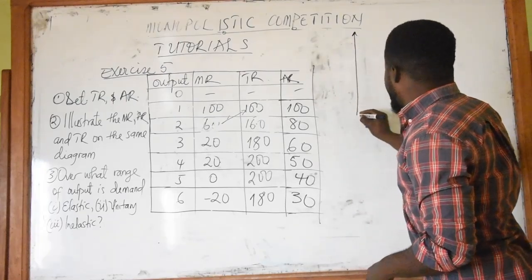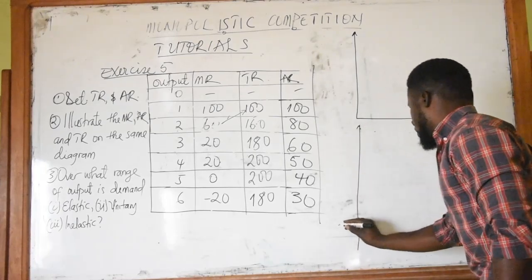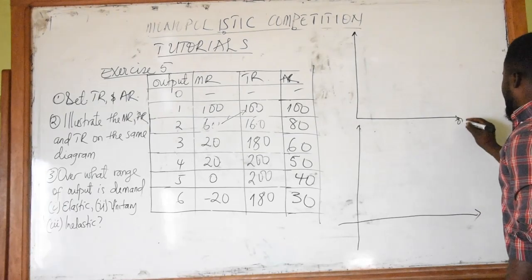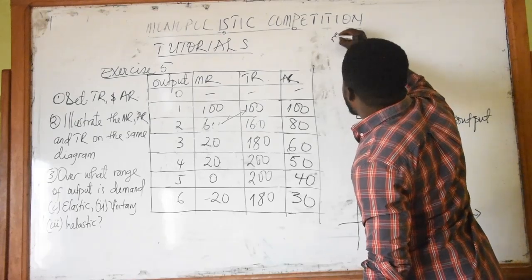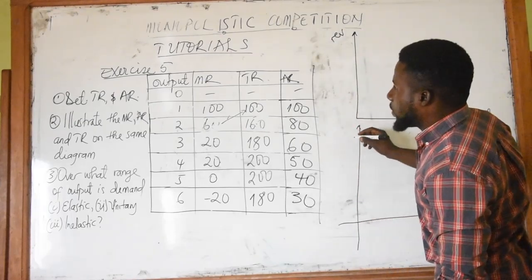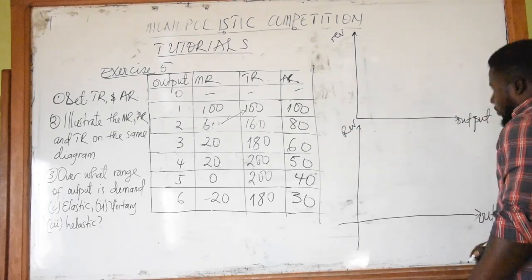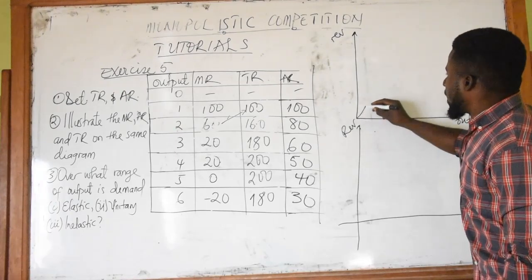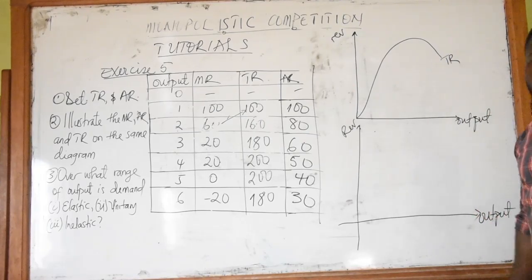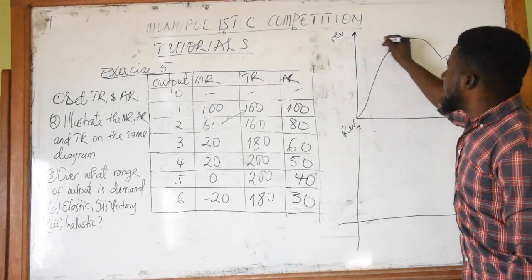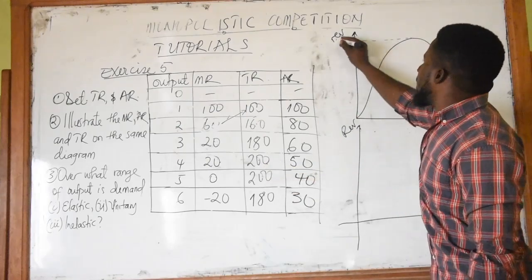With the use of diagrams, we have total revenue, and marginal revenue, and then we have revenue and output too. Okay, we know that the total revenue of a firm under imperfect competition has this shape, and our highest value of total revenue here is what? The highest value of total revenue here is 200. So we have 200.